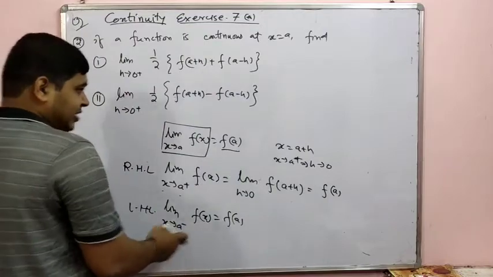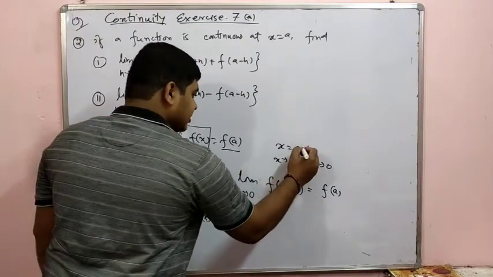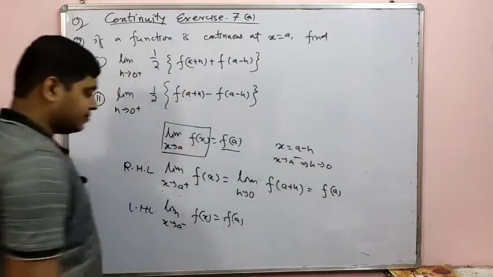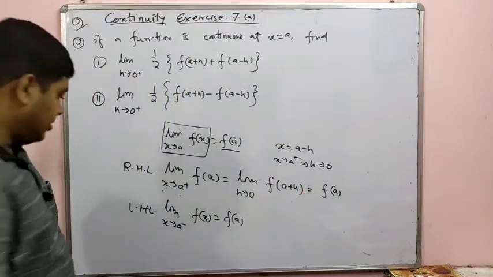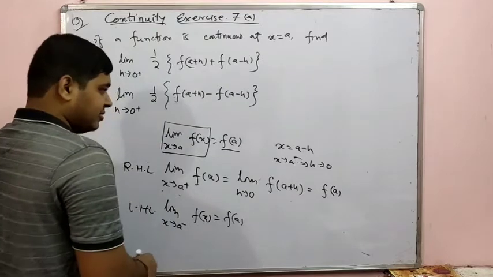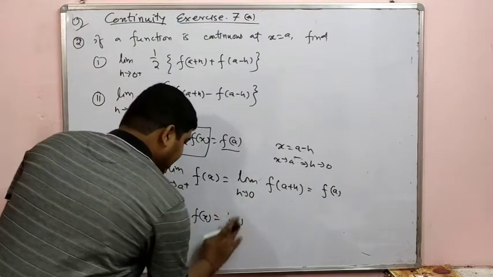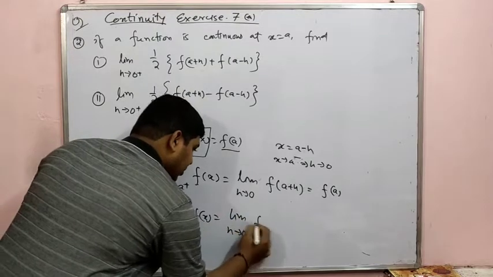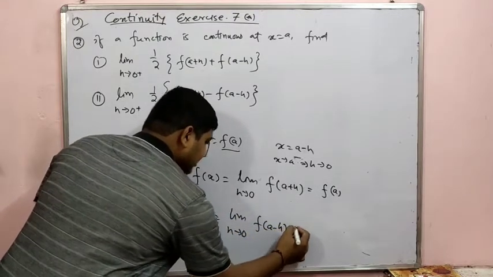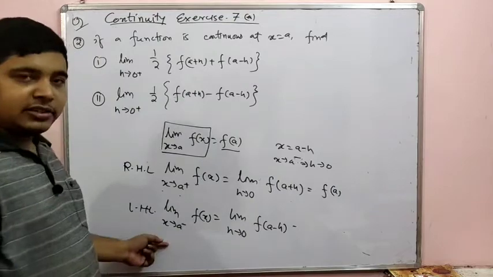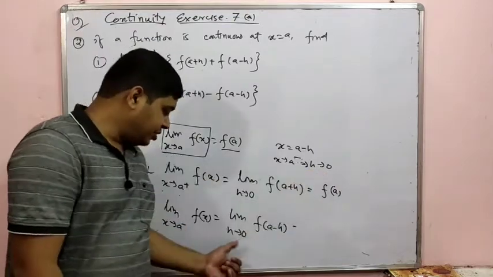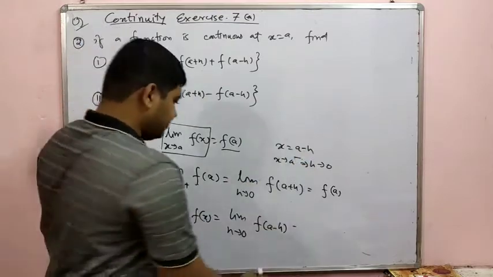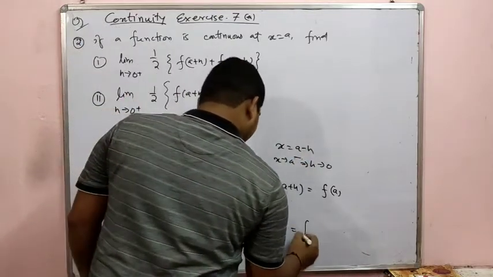Similarly for left hand limit, this is a minus h, and if x tends to a minus, h tends to 0. Now this is equal to limit x tends to a plus and this is equal to f of a. So we say that this is limit h tends to 0 of f of a minus h, which is equal to f of a.